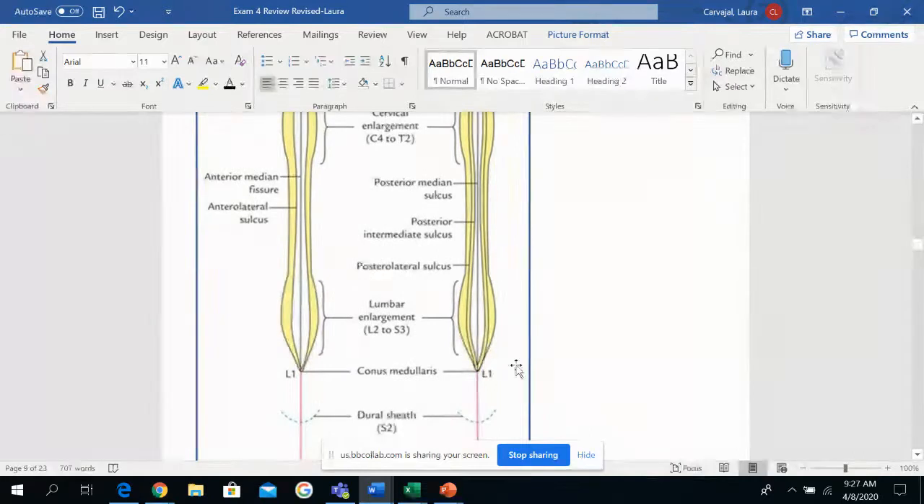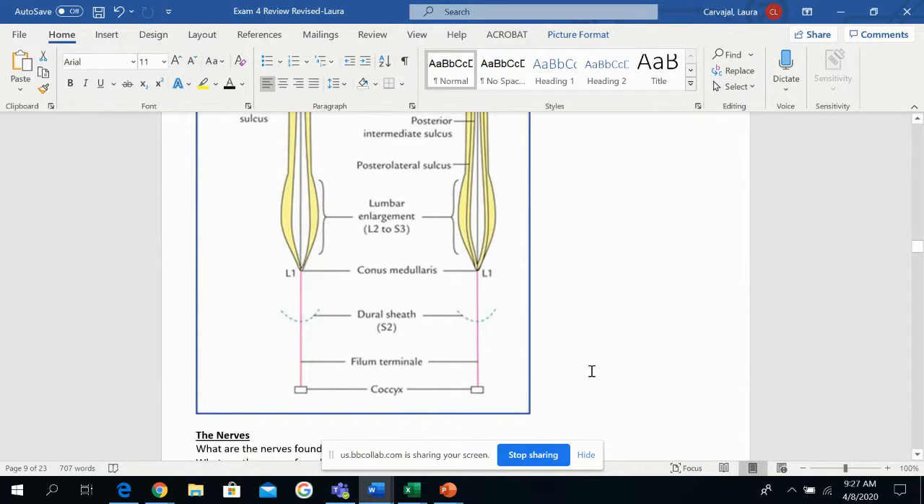And the same goes for our legs. You see the lumbar enlargement is from L2 to S3. What do we have down there? We have our hips and our legs. And so again, the nerves need to reach the very tip of our pinky or big toe. So that's why we have that.